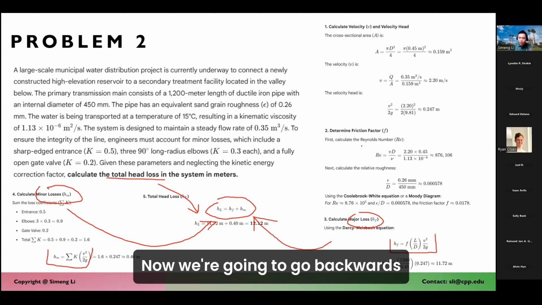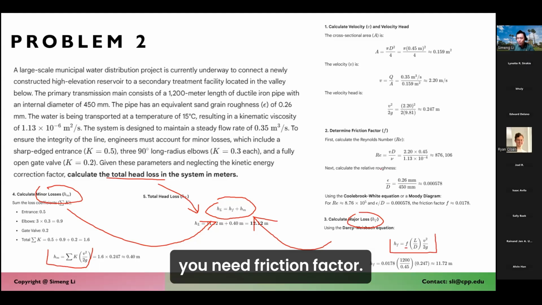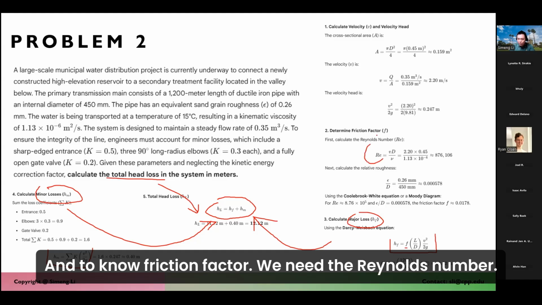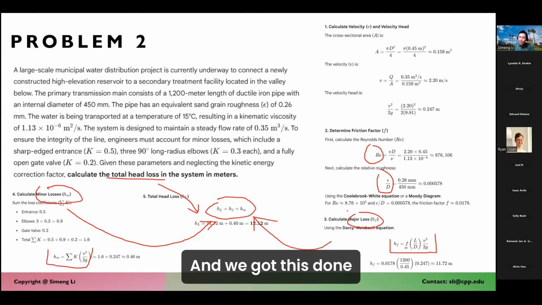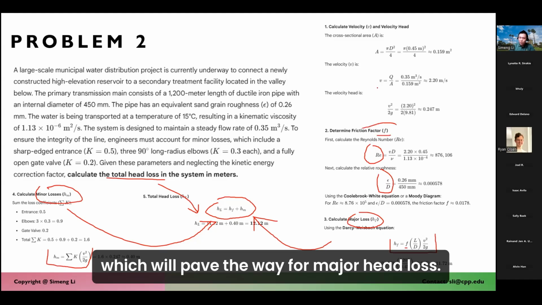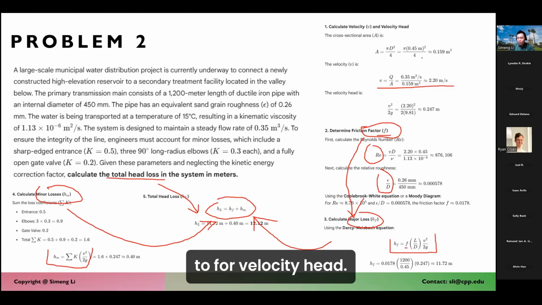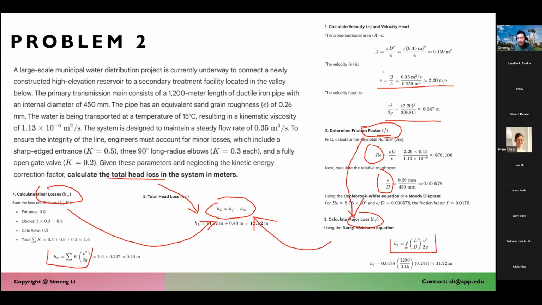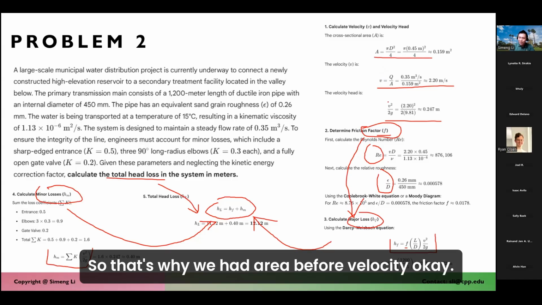Now we're going to go backwards, because to find major head loss, you need the friction factor. And to know the friction factor, we need the Reynolds number. We need the relative pipe roughness. And once we got this done, it will pave the way for major head loss. We also need to know velocity for velocity head. And to find velocity, we need to know the area. So that's why we had area before velocity.